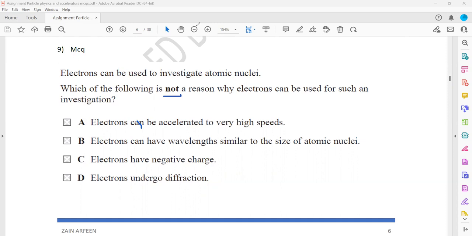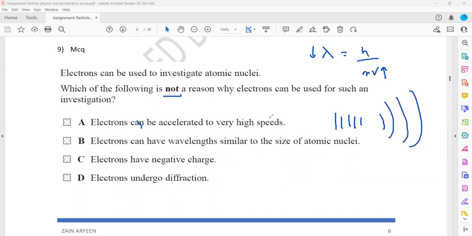If electrons can be accelerated to very high speed, we know the de Broglie wavelength lambda is equal to h divided by mv. So if we increase the speed of the electron, the wavelength will become shorter. As the wavelength becomes shorter, the electron, which behaves like a wave, can easily diffract through the spacing and we will observe a diffraction pattern. So electrons can be accelerated to very high speed, that's true.